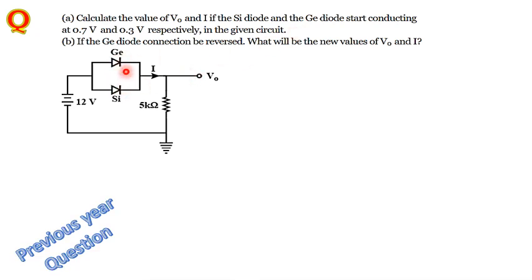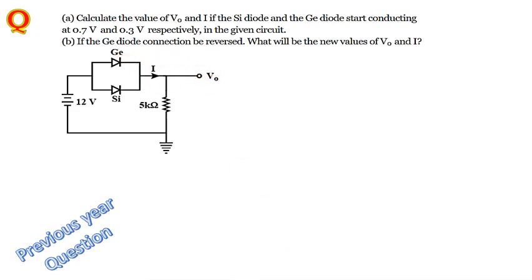First case, both diodes conduct the current, both are forward biased. In this case, what is V naught and I? The second case, if the germanium connection has been reversed. In this case, this one is 0.7, this is 0.3, and germanium is reversed, so it will become reverse bias. What will be the new value of V naught and I?